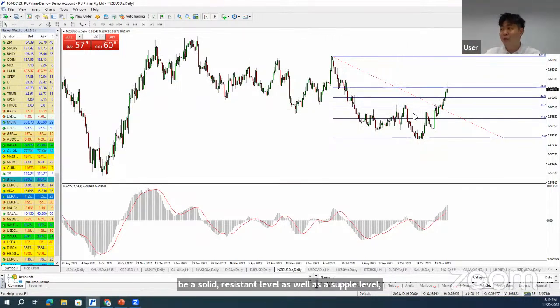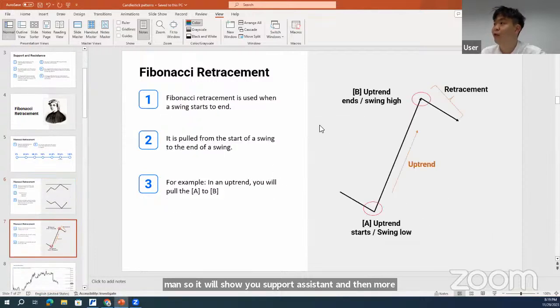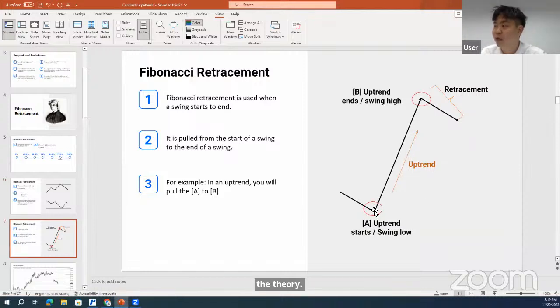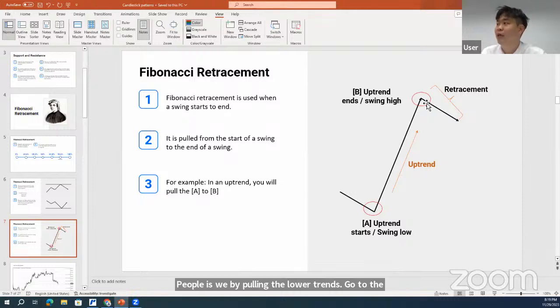Okay, so I will guide you on how we can draw the Fibo. Now you have a brief understanding of what Fibo is already, so it will show you support and resistance. More detail on how to draw it is very simple. So here's the theory behind it. If the trend is an upward trend, how can we draw a Fibo? We pull from the lowest point to the highest point. Then there must be a criterion that we do need a small retracement on it.